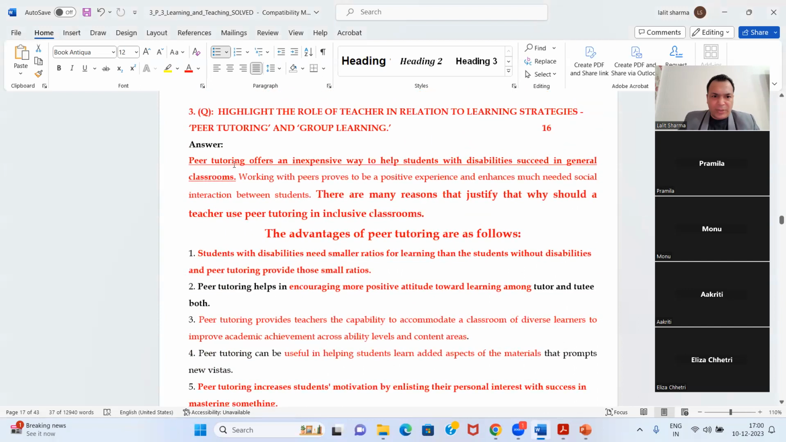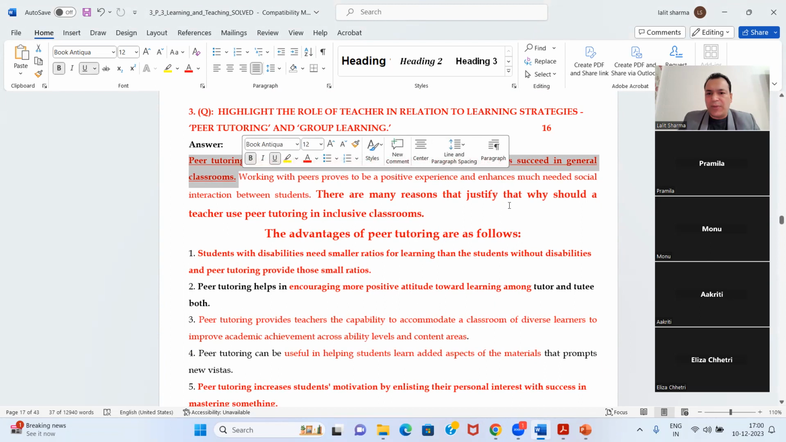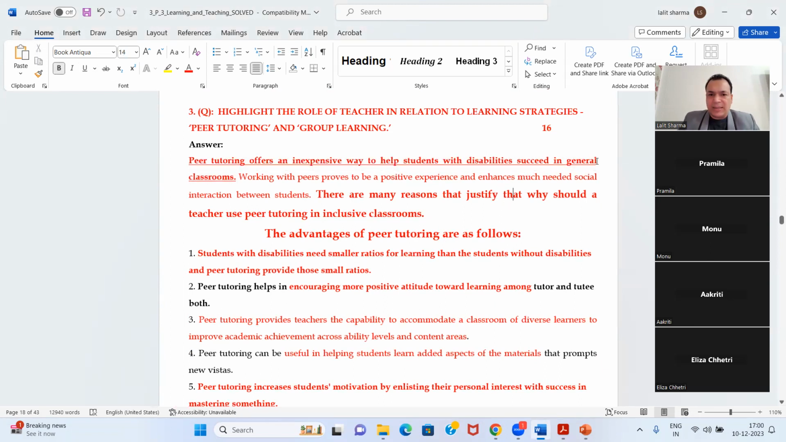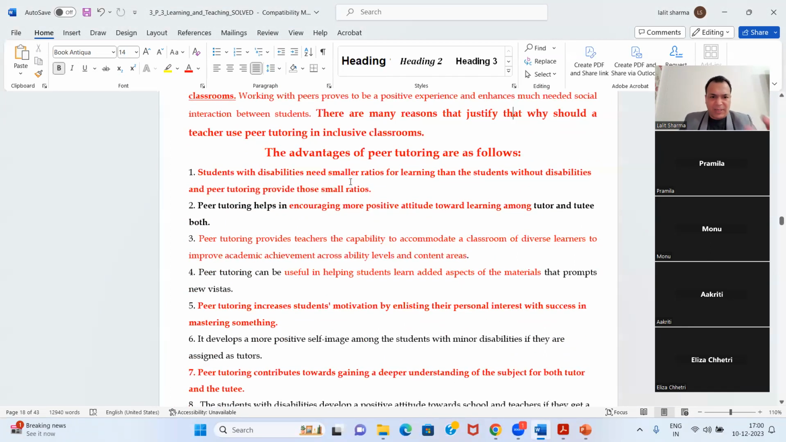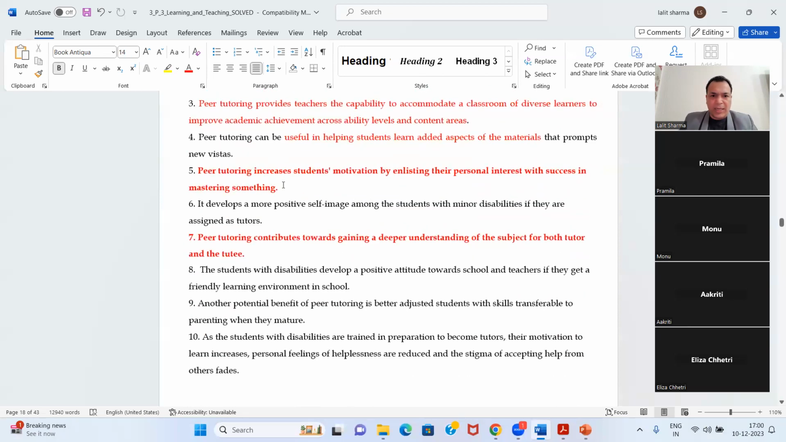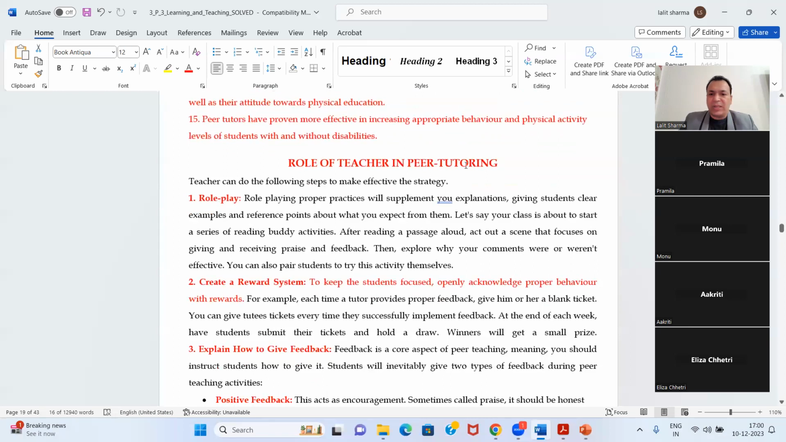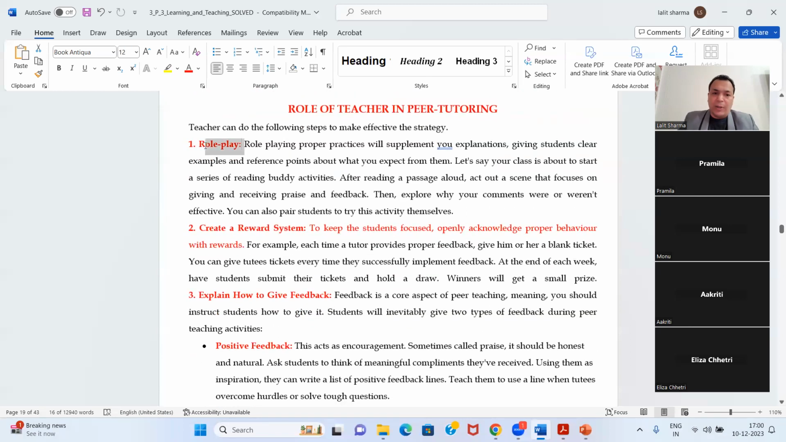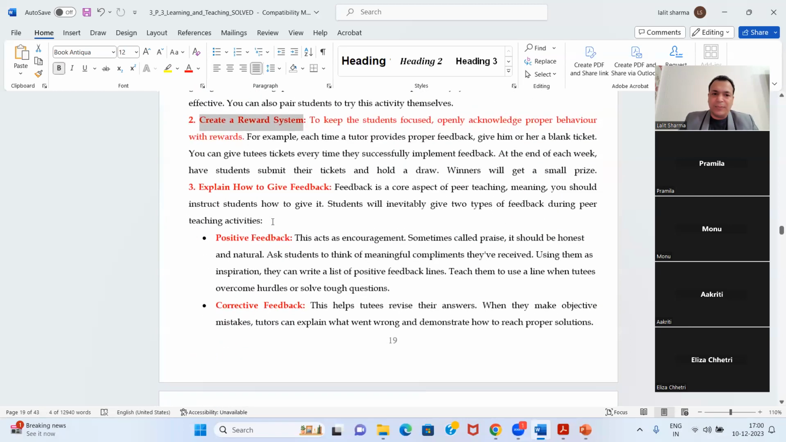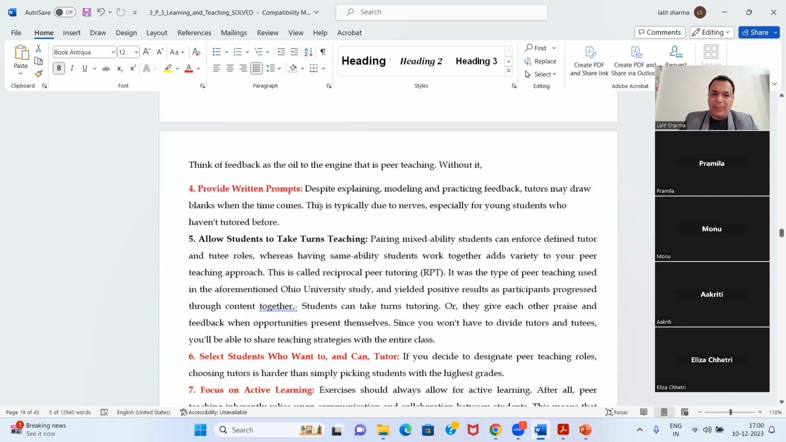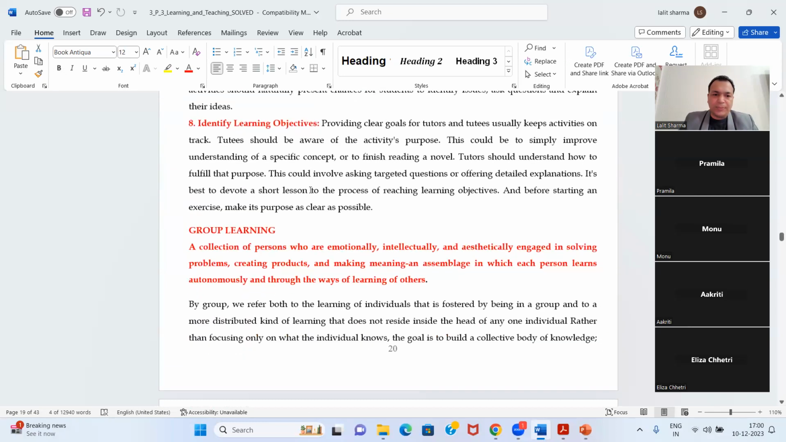Look, what is peer tutoring. Peer tutoring offers an inexpensive way to help students with disabilities succeed in inclusive classrooms, right? Regarding the advantages, peer tutoring increases student motivation, right? Similarly, what will be the role of the teacher in peer tutoring? Role play, create a reward system, explain how to give feedback, provide written prompts.